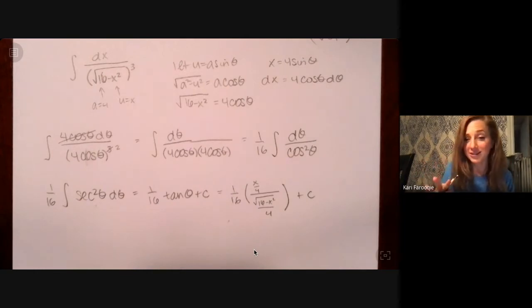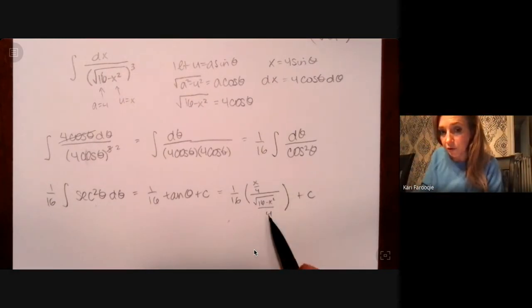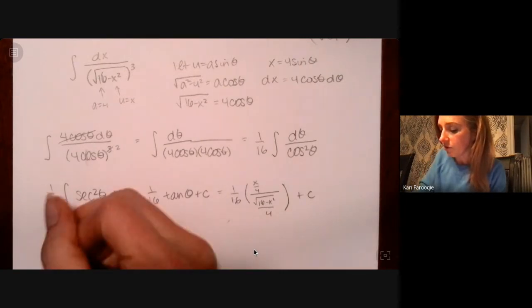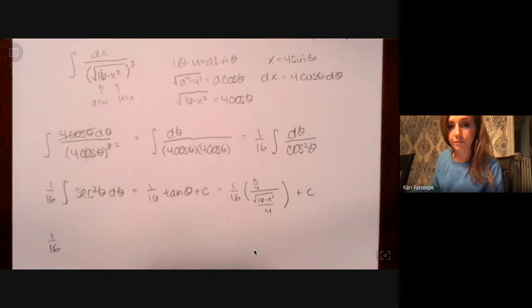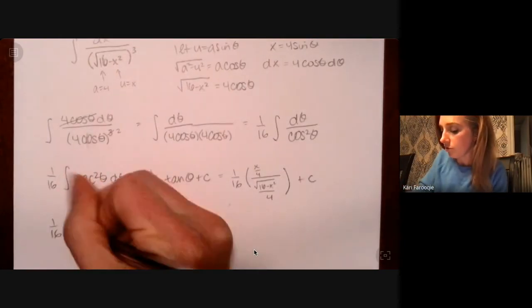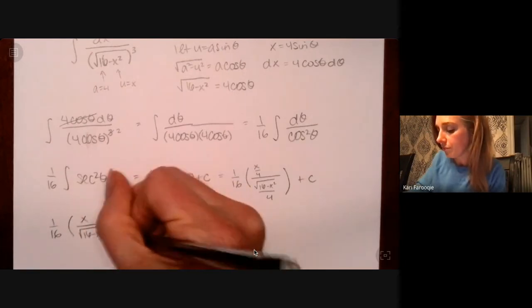Now, don't leave it like this. This is a complex fraction. It looks terrible, and it's not simplified at all. But when you invert and multiply, these 4s are going to cancel. So you're going to write this as 1/16, and then the x stays in the numerator, and the denominator stays square root of 16 minus x squared, and then plus c.